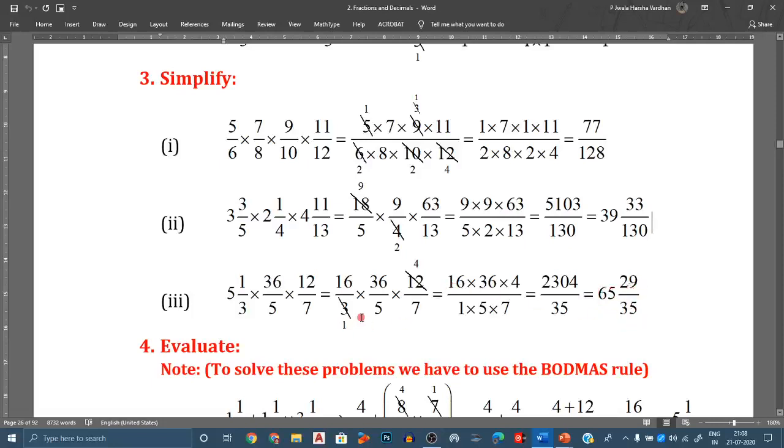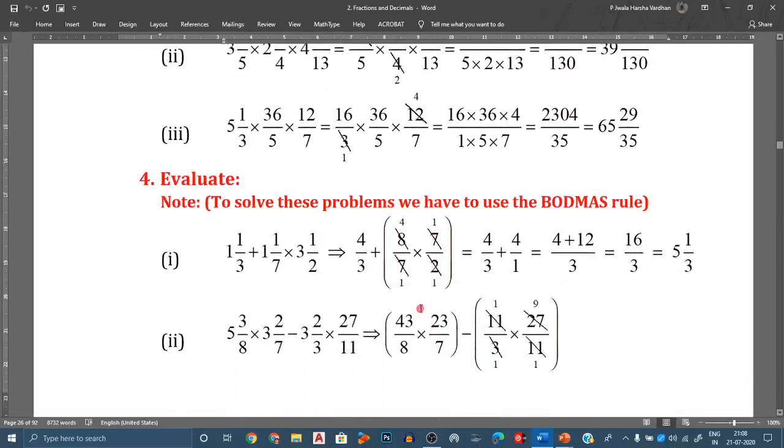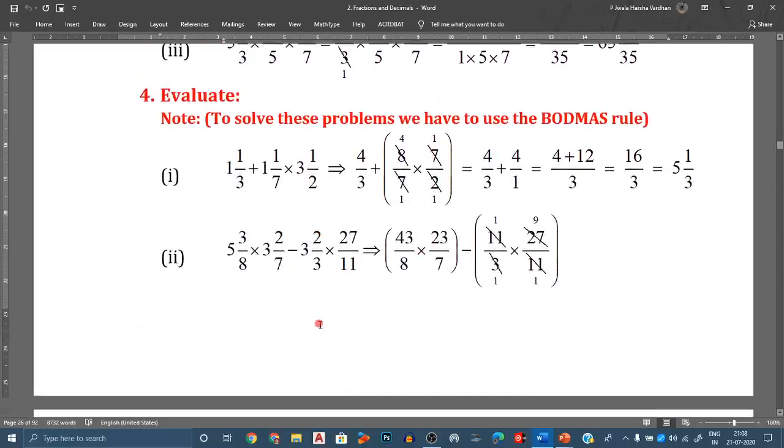So next, evaluate. Fourth problem is evaluate. Here, to solve these problems we have to use the BODMAS rule. Okay, because in this problem it has given different operations, additions, multiplications and subtractions are given. Now we have to use the BODMAS rule. Which operation you have to do first? By using that BODMAS rule you have to do this.